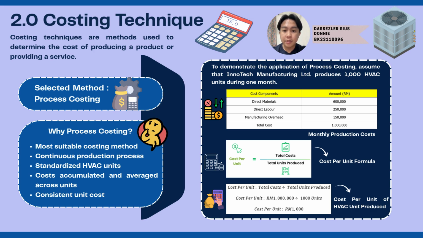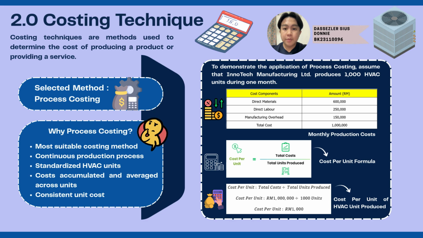It is because process costing is considered the most suitable costing method because the company manufactures similar HVAC units through a continuous production process. Since the products are produced repeatedly by using the same materials, labor, and manufacturing procedures, the production costs can be accumulated and averaged across all units produced. This provides a consistent unit cost and also helps with cost tracking and reporting.